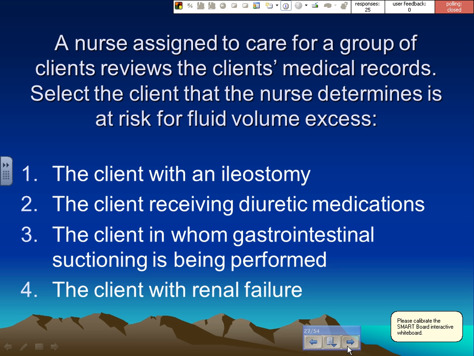So the nurse is assigned to care for a group of clients. Which client does the nurse determine is at risk for fluid volume excess? Ileostomy, diuretics, GI suctioning, renal failure.